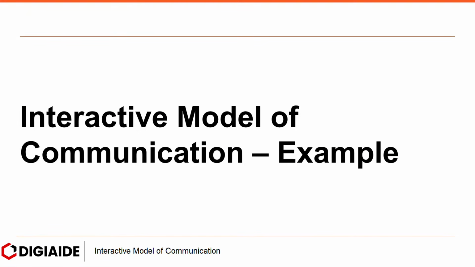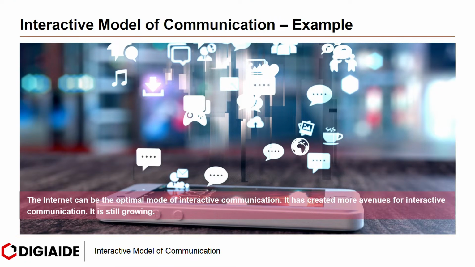Moving on to an example of the interactive model of communication. The best example in this case is the internet. The internet can be the optimal mode of interactive communication. It has created more avenues for interactive communication and it is still growing. And I think the main aspect attributed here is social media channels like Instagram, Facebook, WhatsApp, Twitter, etc.